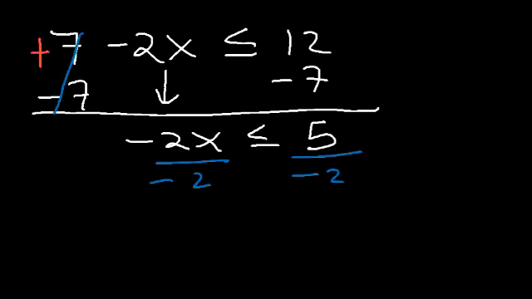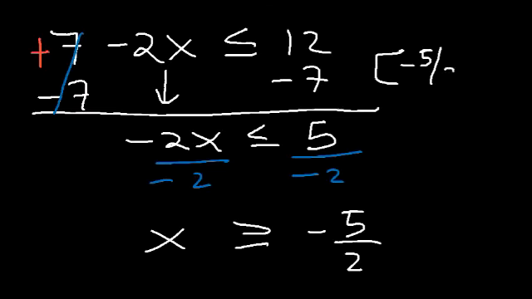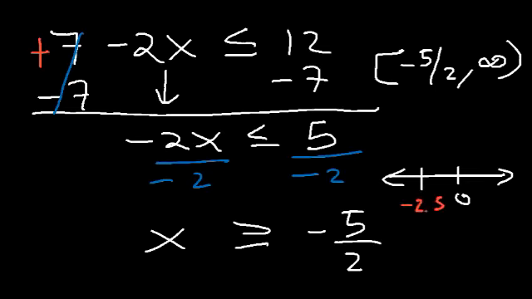Now whenever you multiply or divide by a negative number, the inequality is going to change direction. So we have a less than symbol, but now it's going to be a greater than symbol. So x is equal to or greater than -5/2, which is the same as -2.5. So in interval notation, the answer is from -5/2 to infinity. If you graph it on a number line, let's say this is 0, -2.5 would be somewhere to the left. So we would have a closed circle and we would shade to the right side.